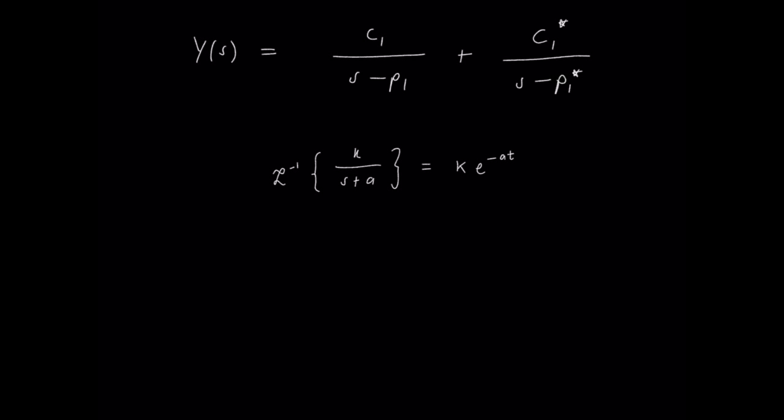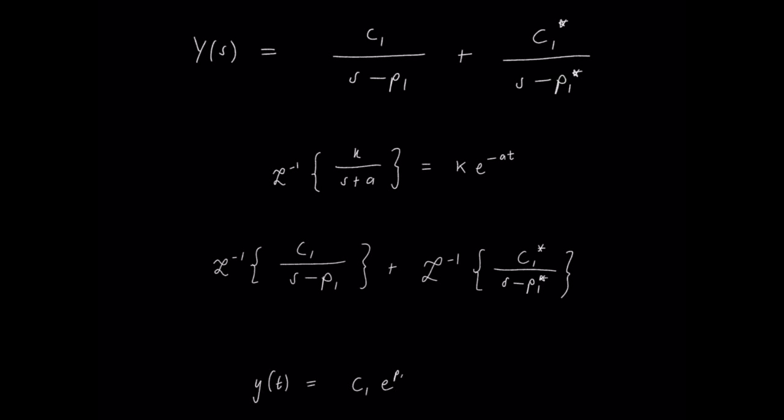So if I take the inverse Laplace transform of k over s plus a, you get k e to the minus at. So if I do this on our two fractions, then what we end up getting is some y of t that's equal to c1 e to the power of p1t plus c1 star e to the power of p1 star t.